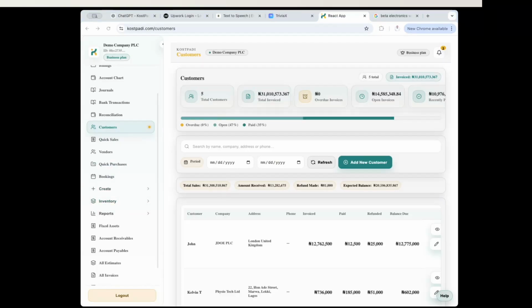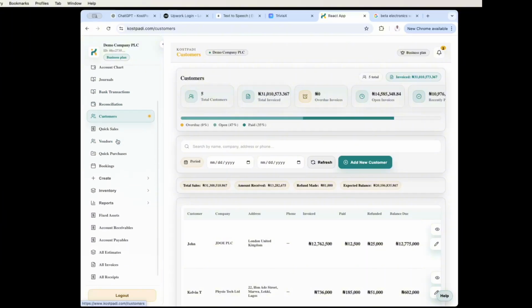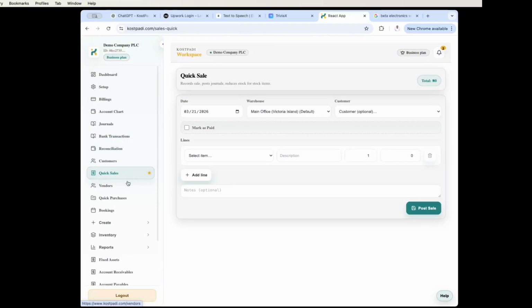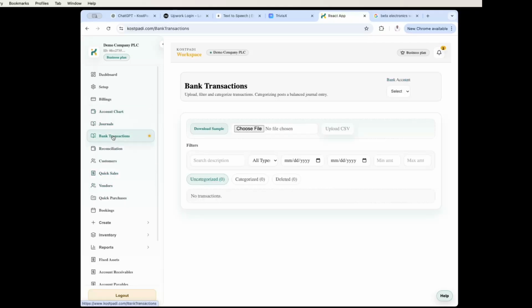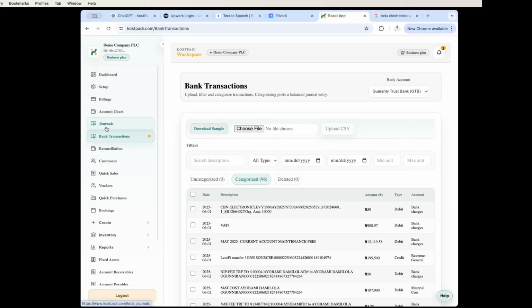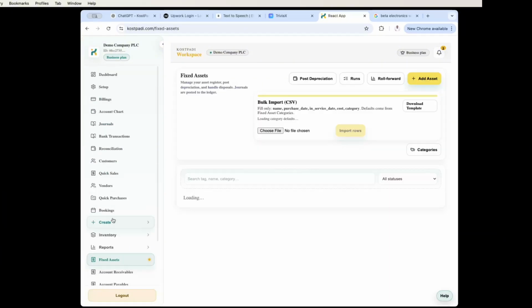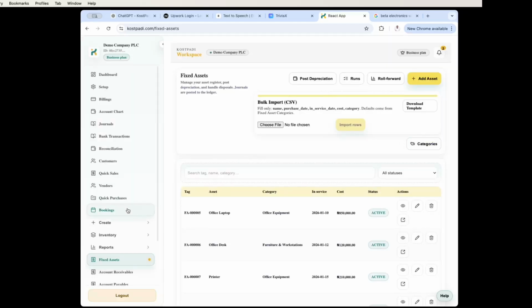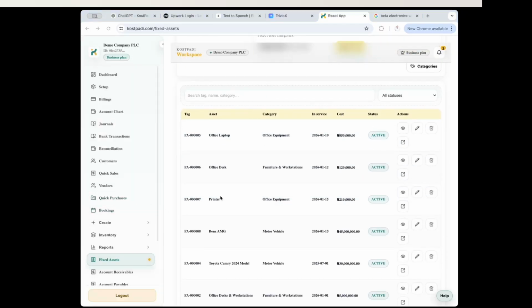The next step is recording these activities in KostPadi. There are several ways transactions can be recorded in the system, including posting sales, posting purchases, recording receipts, uploading and categorizing bank transactions, posting inventory movements, posting journal entries, recording asset purchases or depreciation. Each of these actions creates accounting entries in the system.